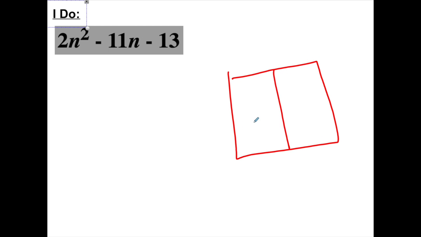Okay, another I do problem. So think about this, right? This could even be a we do. We can figure this out. It's not that much different from the one we just did. Look, what's going to go here, folks? This is going to be our 2n squared. What's going to go here? It's going to be our negative 13, right? Different letters, same idea. How do I get 2n squared? This would have to be 2n and this n.